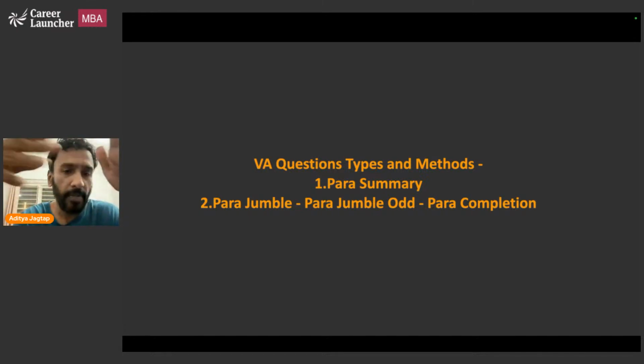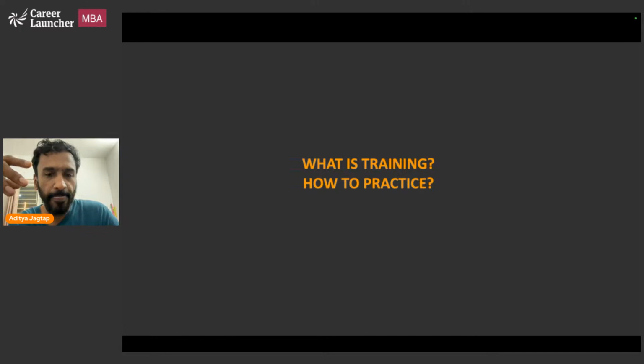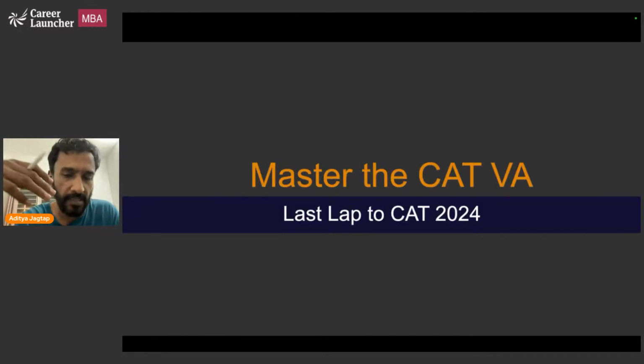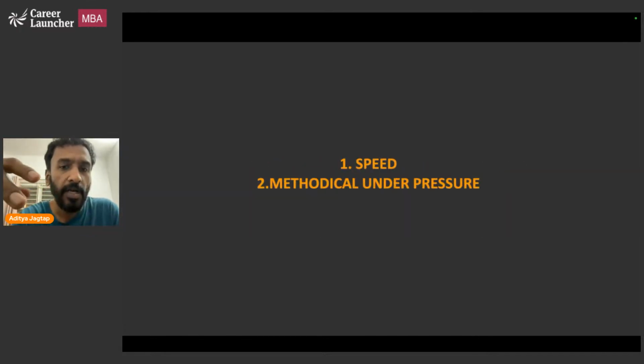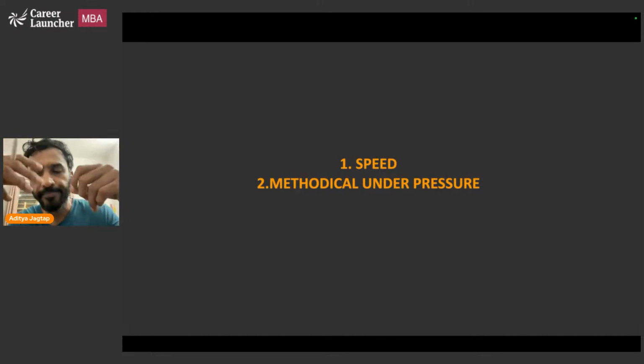So we'll start by discussing the para summary question, but I want to discuss both of these question types from the point of view of, first, the strategy around the exam. I discussed this in the past class, so I'll cover this very briefly. We're expected to maintain a certain speed, an optimum speed, and the ability to be methodical under pressure.